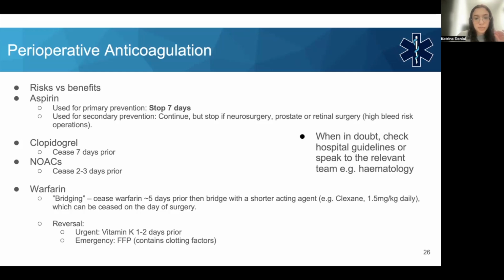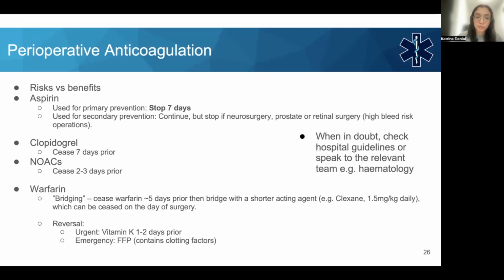In terms of warfarin, there's a special protocol for warfarin. Normally we want to stop it 5 days prior to the surgery, but we want the patient to have some protection during that time. So there's this thing called bridging therapy. Basically, what that means is because warfarin takes some time to wear off, and it takes some time to actually kick in again, we'll stop the warfarin 5 days prior to the surgery, and then in between we can bridge with a shorter acting agent like clexane. Okay, and then we can cease the clexane on the day of their surgery.